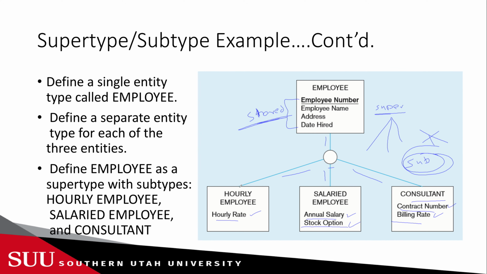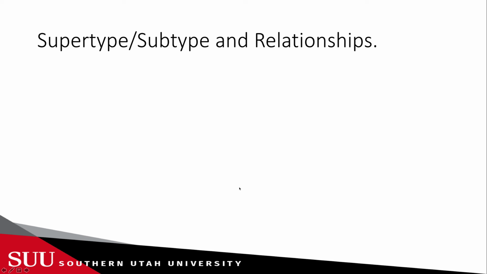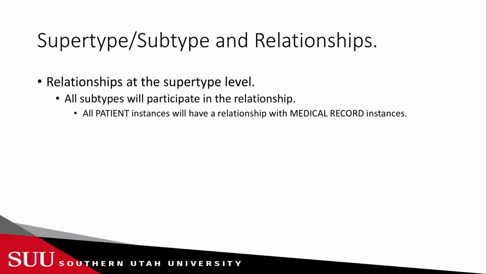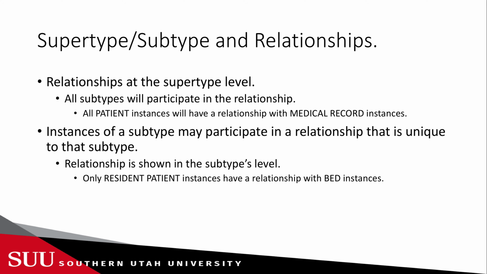This applies to attributes and applies to relationships as well. So let's talk about the relationships, since we just mentioned them. Again, the relationships that are at the supertype level will apply to all the subtypes, and relationships at the subtype level will only apply to those subtypes. So all patient instances, for example, will have a relationship with medical record instances. And then if we look at resident patients, only those will have a bed. Outpatients will not have any beds.